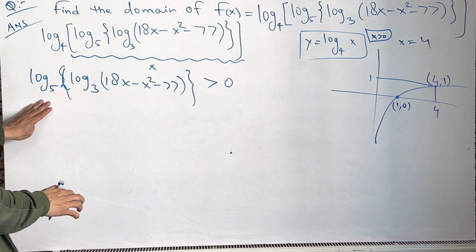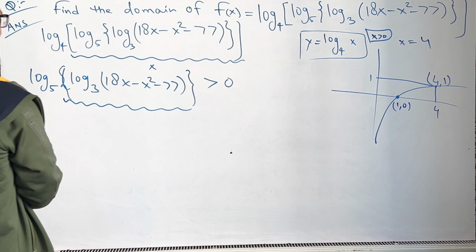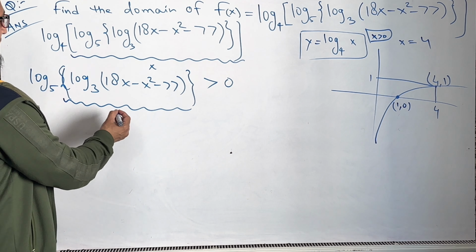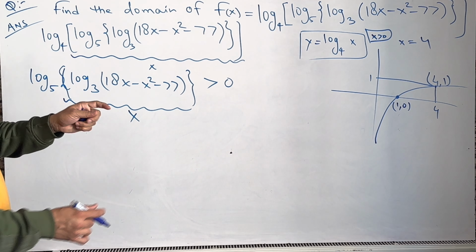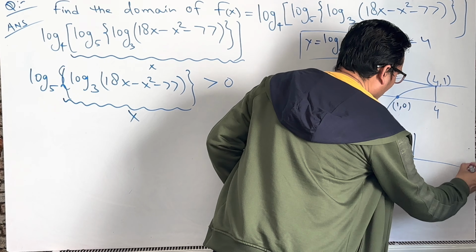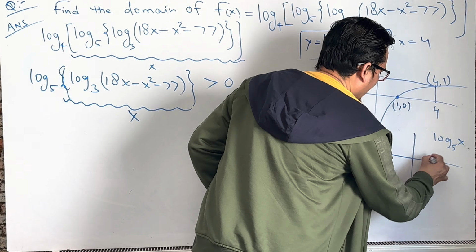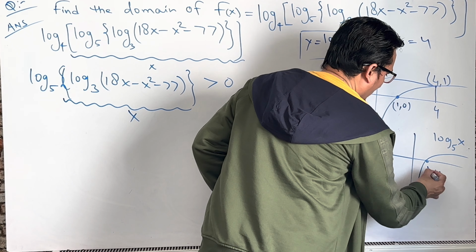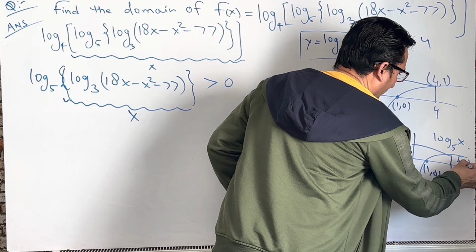And again, if you see, you have this graph, if you consider this part only, log base 5, and this is your x. So again, the same things. I'm going to draw the graph here. If you have log base 5 of x, then the graph is again the same, right? So this point is (1, 0), and this one is (5, 1), right?